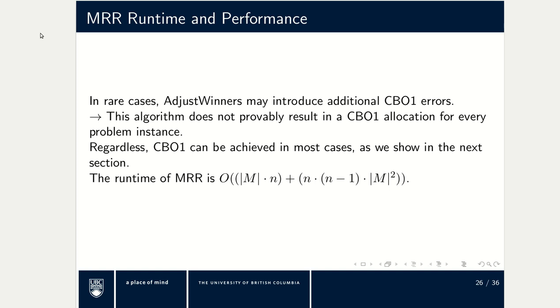And real briefly, I wanted to bring up that unfortunately this algorithm doesn't provably result in a CBO1 allocation for every problem instance, just because the adjust winners algorithm may introduce additional errors on teams that it's not looking at. In trying to fix CBO1 errors between two teams, it may accidentally result in CBO1 errors between two other teams, and we have to stop it before it loops endlessly on that. So unfortunately, it doesn't provably result in a CBO1 allocation for every problem instance, but we can normally achieve that goal, and we will show that in the next section, and it works pretty well.